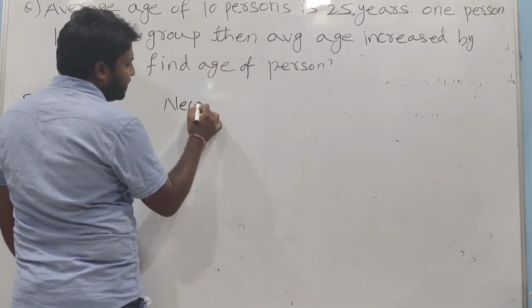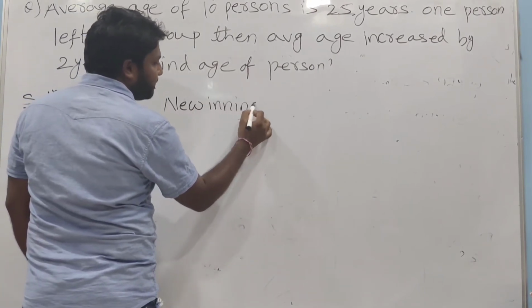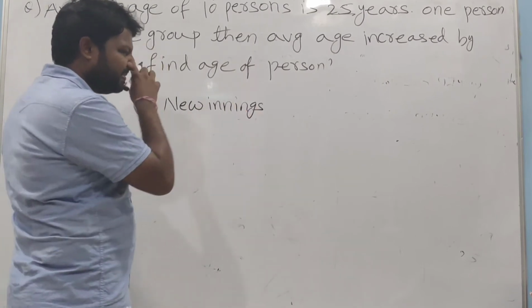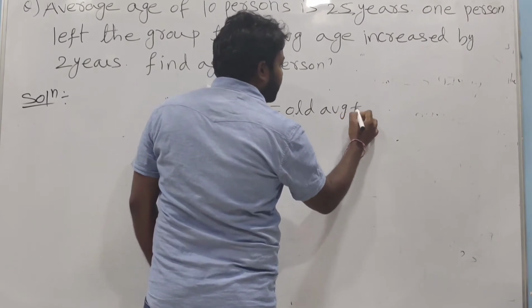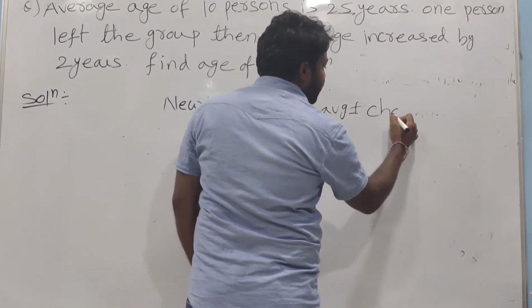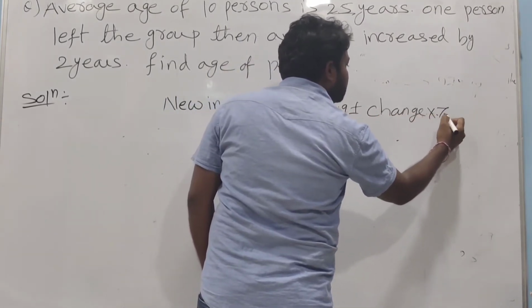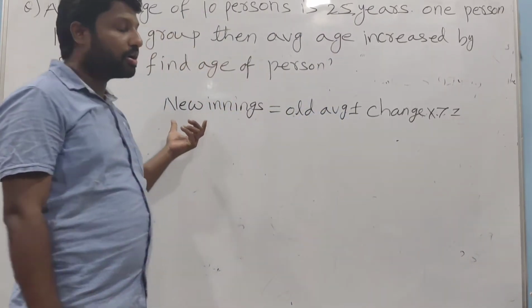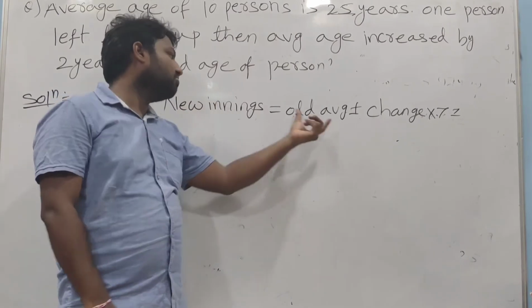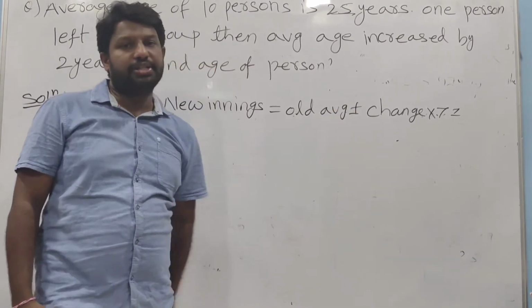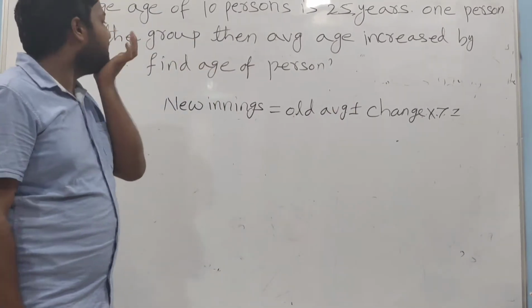What is that formula? In the previous video I told you about this formula: new innings is equal to old average plus or minus change into total innings. I told you this is an important formula. So I will relate this problem to this formula. You should remember this formula.